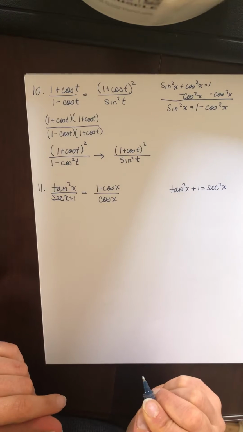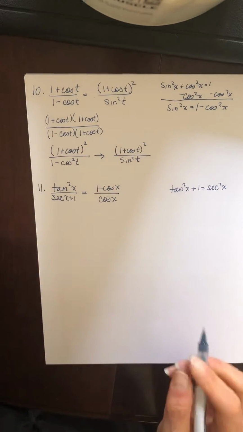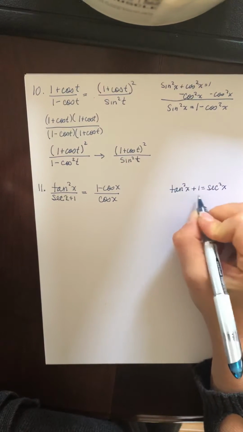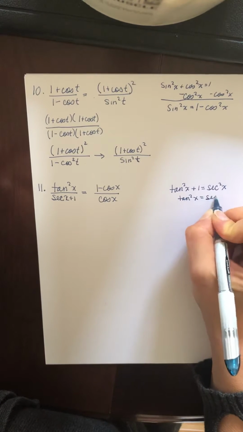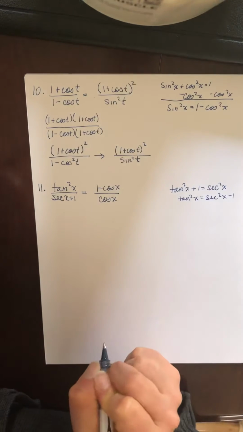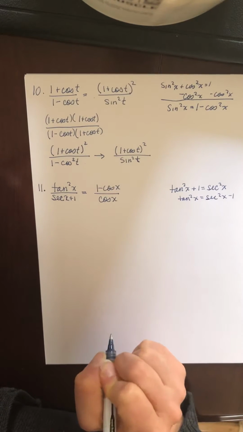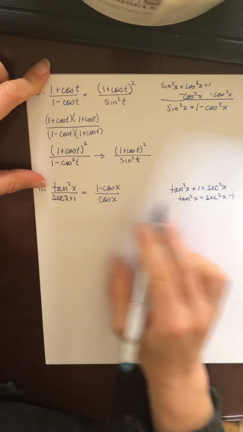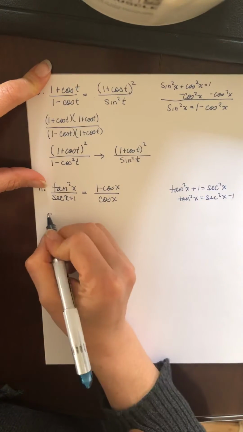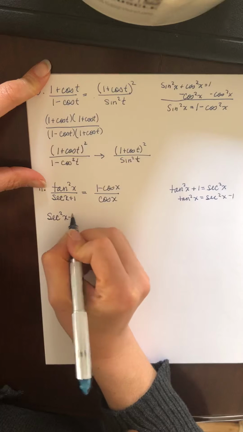So when I'm looking at this, I see tangent squared x, and I immediately think, okay, well, I know tangent squared x is equal to secant squared x minus 1, because I have that theorem in my head. I have that memorized. So I'm going to take this left-hand side, and I'm going to replace that with secant squared x minus 1.